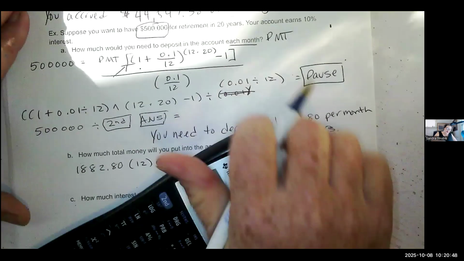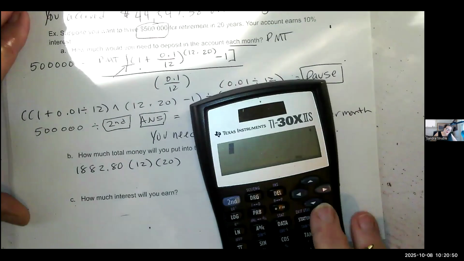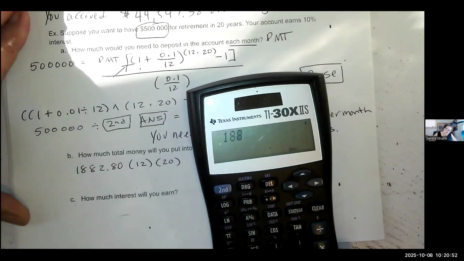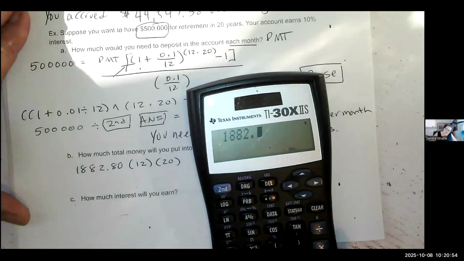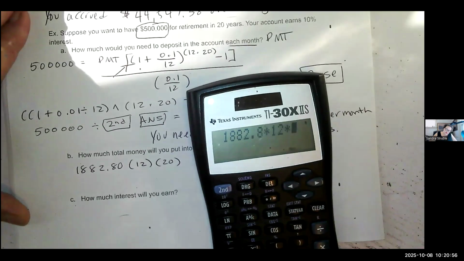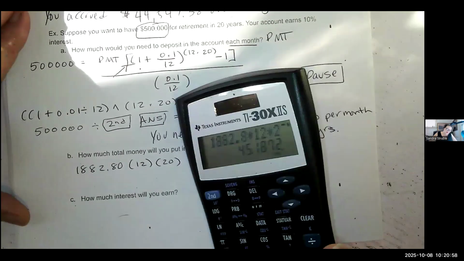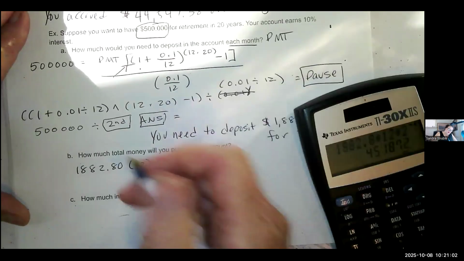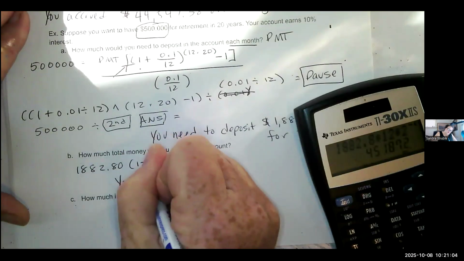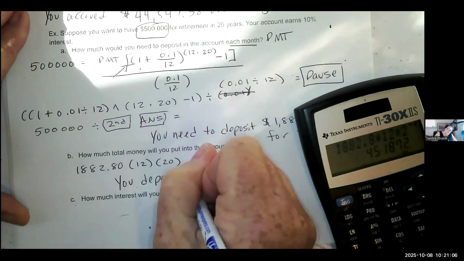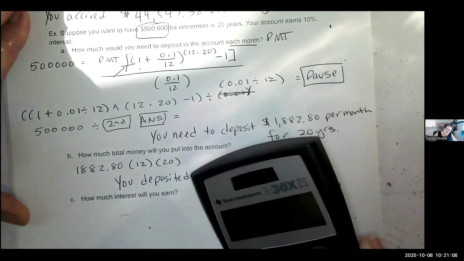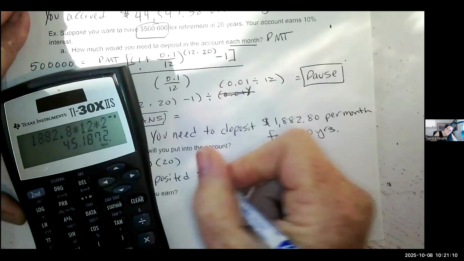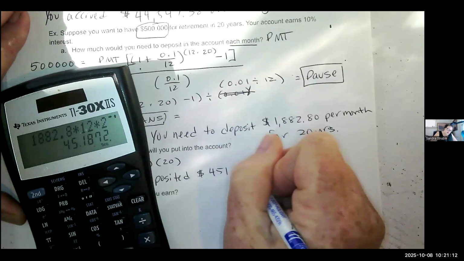You have to clear your calculator. Okay. So 1882.8 times 12 times 20 equals $451,872. So you deposited 451,872.